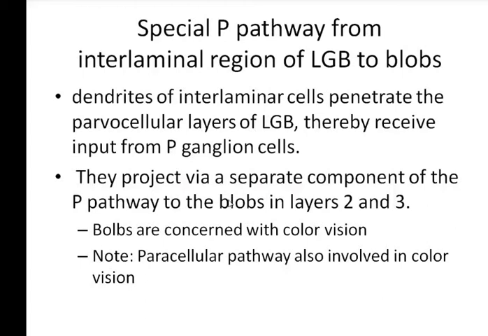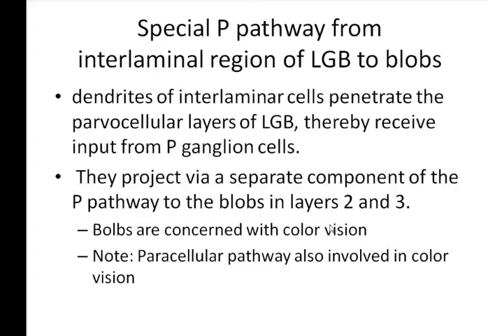So if the question is asked, which pathway is responsible for color vision, you should write the parvocellular pathway. If the question is asked, which part of the cortex is responsible for color vision perception, you should say the color blob. There is also a special P pathway that is concerned with color vision. Am I clear?